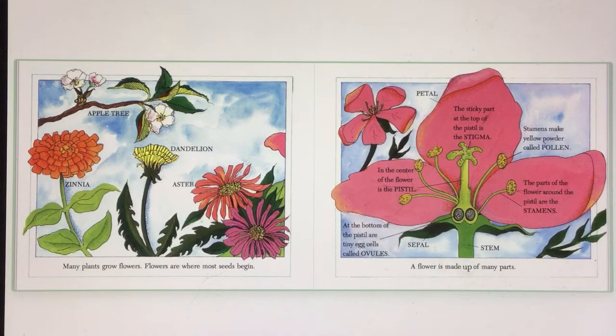A flower is made up of many parts. Petal. In the center of the flower is the pistil. At the bottom of the pistil are tiny egg cells called ovules. The sticky part at the top of the pistil is the stigma. The parts of the flower around the pistil are the stamens. Stamens make yellow powder called pollen. Sepal. Stem.